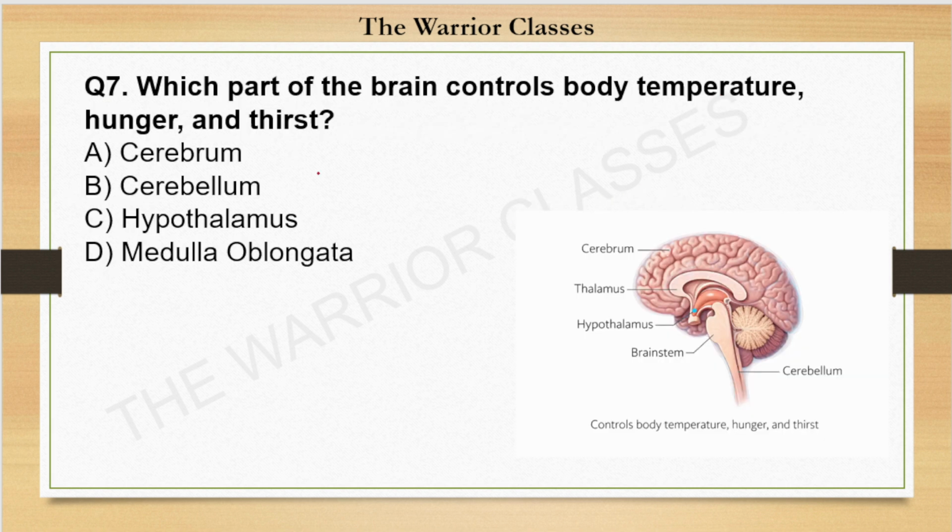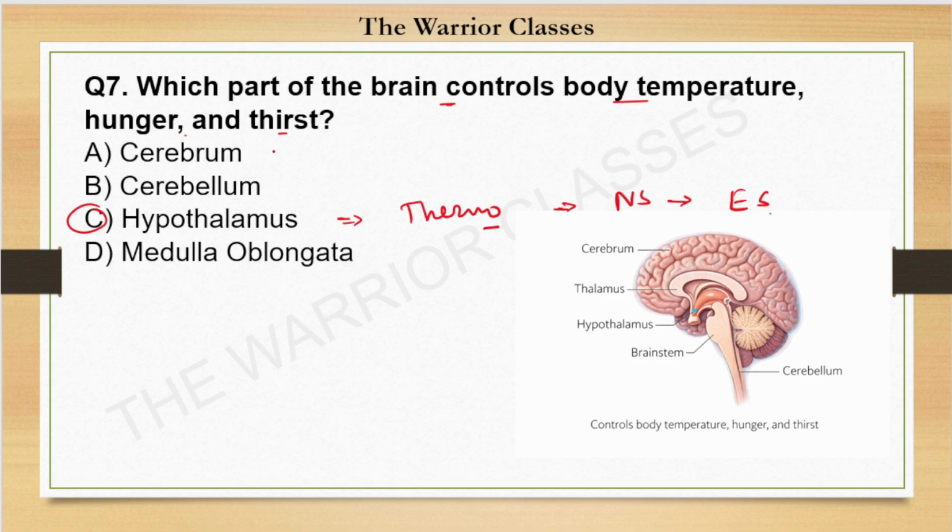Our next question here is which part of the brain controls body temperature, hunger and thirst? And the correct answer of the question will be hypothalamus. Option number C, hypothalamus. It is also called the thermostat of the body. And hypothalamus also links the nervous system to the endocrine system. It is also a connector of the nervous system with the endocrine system, right?